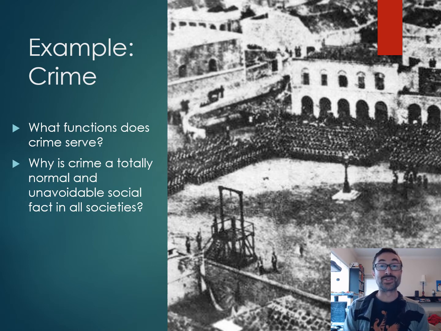So what are the functions of crime? Further, why will we never eliminate crime? It's impossible. And it's maybe not even desirable. I'll tell you the answer. Because crime serves purposes toward meeting the needs of society and maintaining order, stability, and social solidarity.